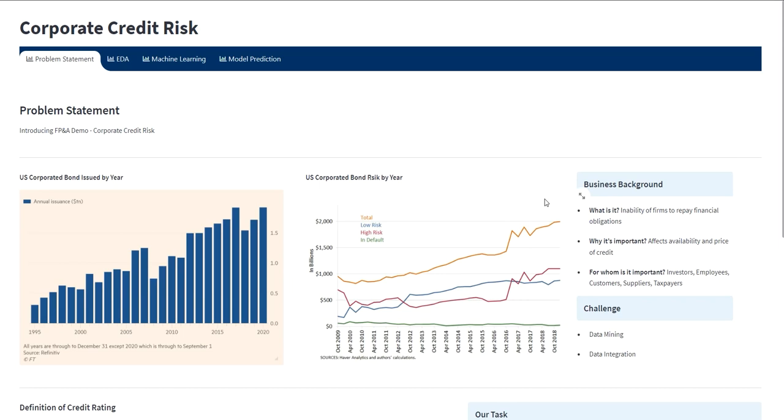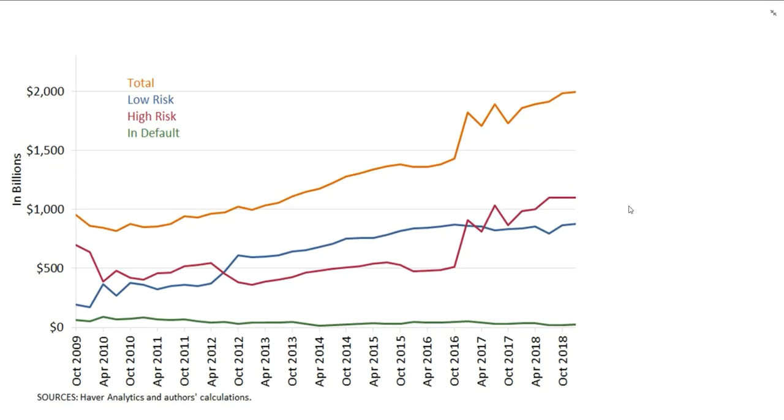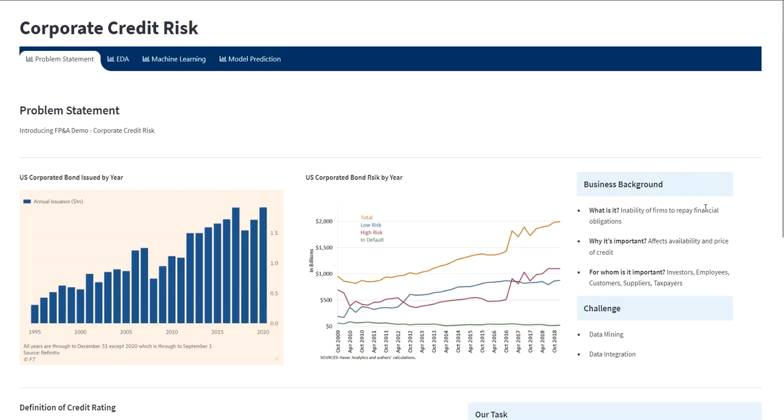The second chart basically shows you the credit risk of corporate bonds throughout the years. You probably noticed a significant jump in high-risk bonds after 2016. This chart only covers the pre-COVID time, so we're expecting that this trend will shift during and after the pandemic period. Again, this is the business background to help you understand our goal.